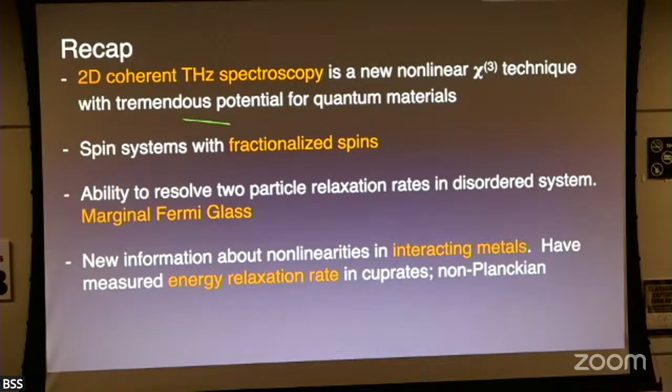I gave you a few different examples: spin systems with fractionalized spins, disordered systems, where we had evidence for what we called a marginal Fermi glass, and nonlinearities in interacting metals, measuring the energy relaxation rate in cuprates, non-Planckian, if you will. There was one other point about the cuprates here, and I mentioned the scale of the nonlinearities. Cuprate superconductors in their normal state are actually the most nonlinear metal that anybody has ever measured in the terahertz range. And that's presumably because the energy relaxation rates are very energy dependent. That's an interesting point. People made a big deal about 10 or 15 years ago in the terahertz community about nonlinearities in graphene. And so cuprates in the normal state are 3 to 4 times bigger.